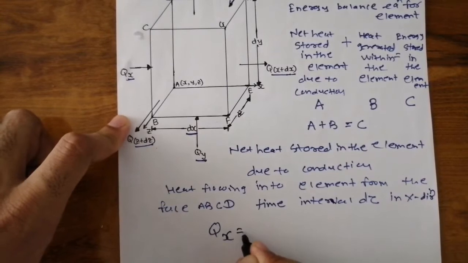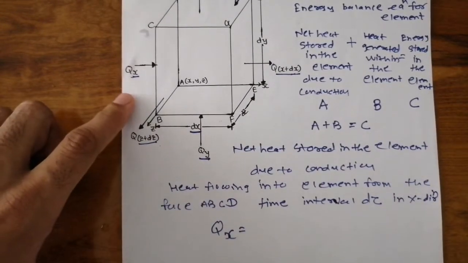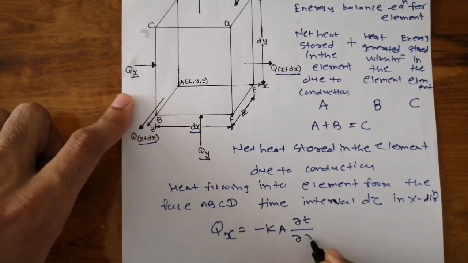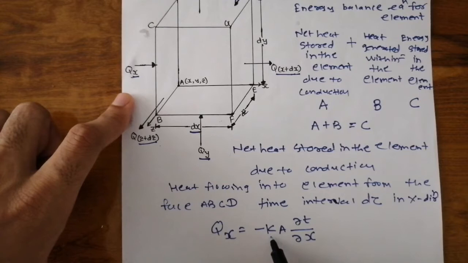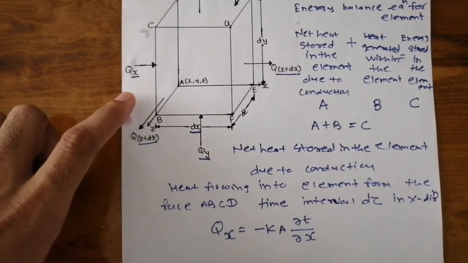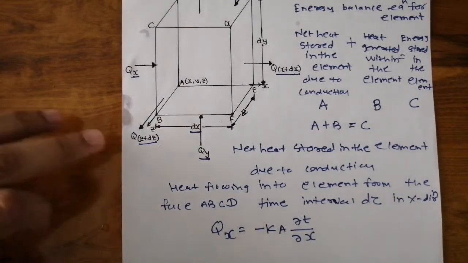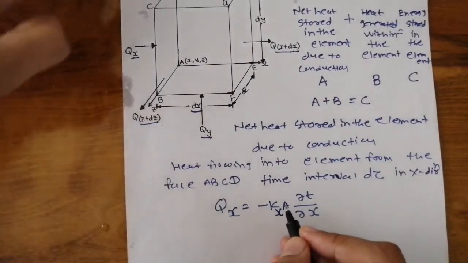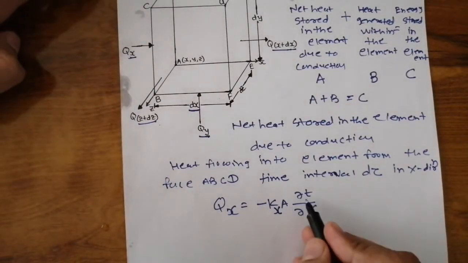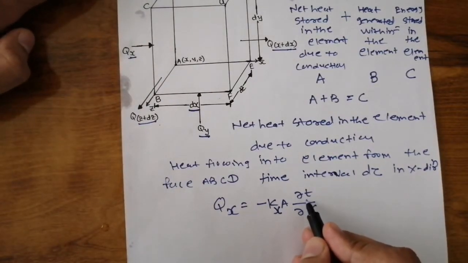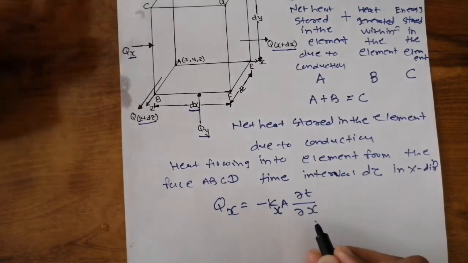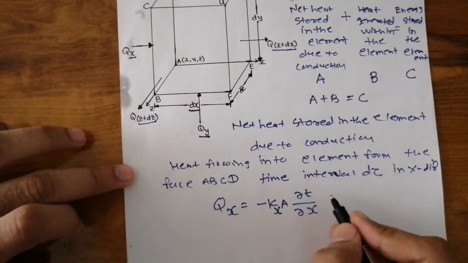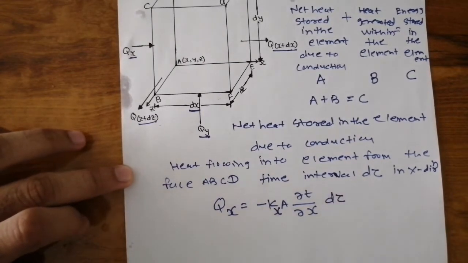So qx is equal to, according to Fourier law of conduction, we should write minus kA del T by del x. Now what is k? K is thermal conductivity of the element in x direction, so we should write minus kx. A means area of the element in x direction, and del T means change in temperature in x direction with respect to thickness, or in the direction of its flow, into the time interval, del tau.